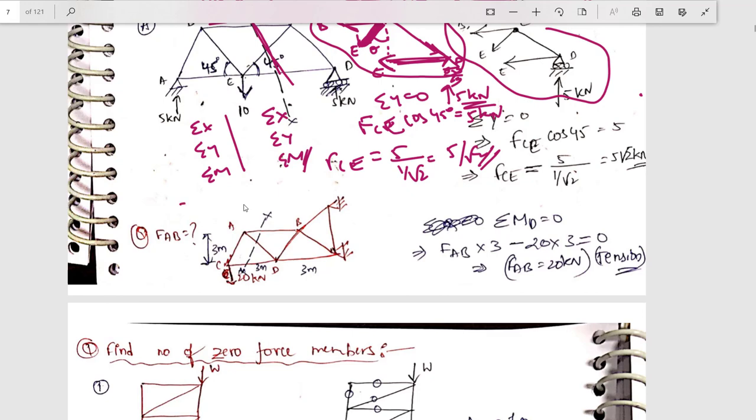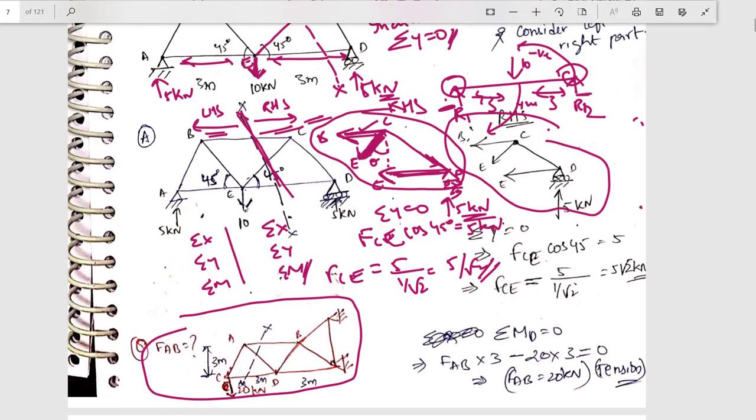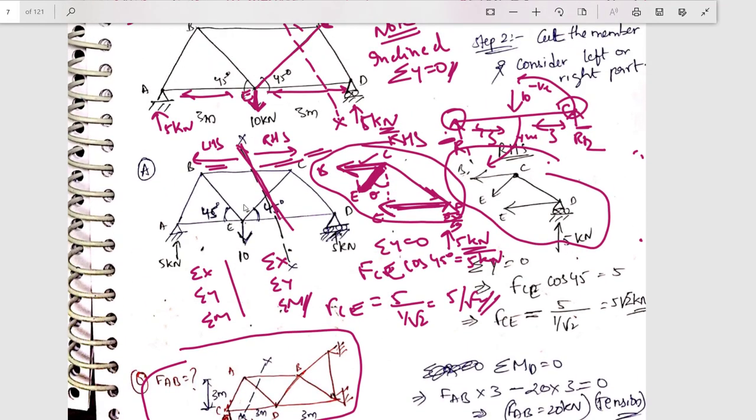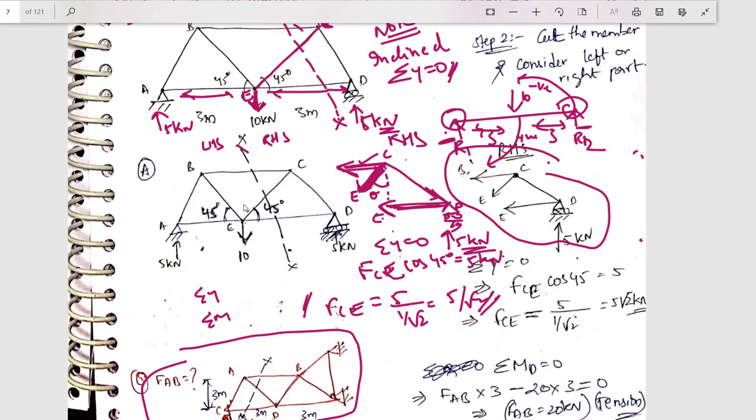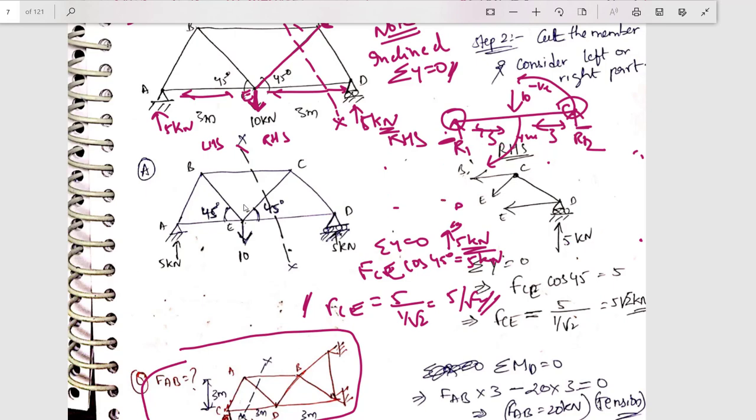Here I want to stress an important point. Even when you cut the member, let us see the example in this question only. So when I cut the member, let me erase this. See, the point which I want to make is, here I am cutting the structure into left hand side and right hand side, right? As you saw, I am cutting it into the left hand side and right hand side. When I am taking the right hand side, I got forces like this.